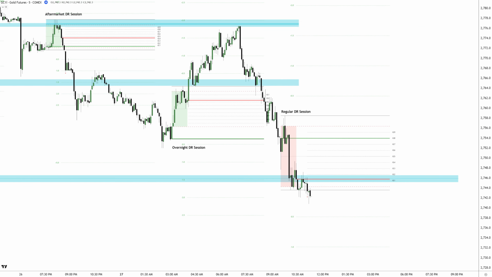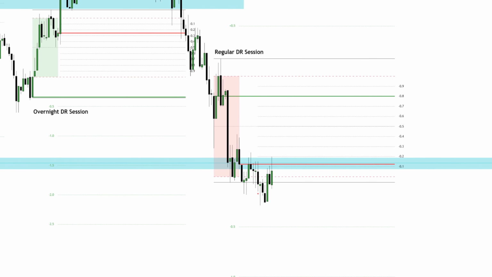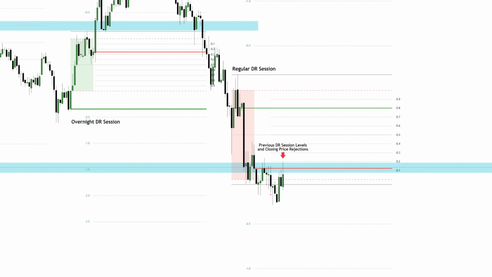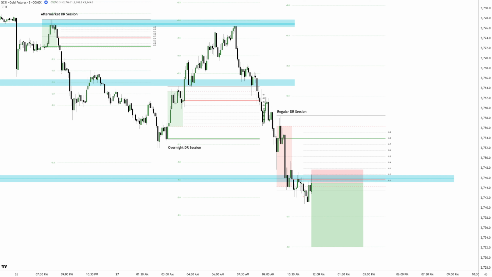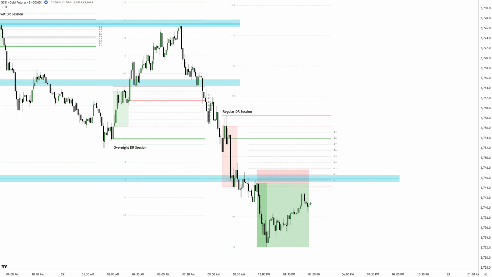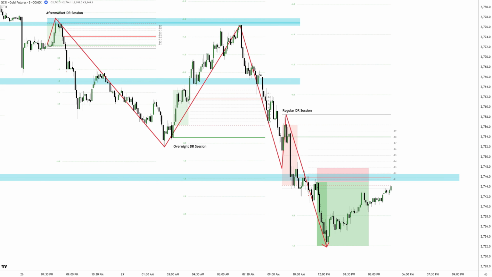Half an hour after the confirmation, price provided a textbook rejection at the previous DR session levels, perfectly aligning with the closing price. Three consecutive rejections in this area signaled a high probability setup, offering a clean trade opportunity with a target at the 1 standard deviation level. This session was a perfect display of a DR downside model in play, with several well-defined opportunities to capitalize on a structured decline.